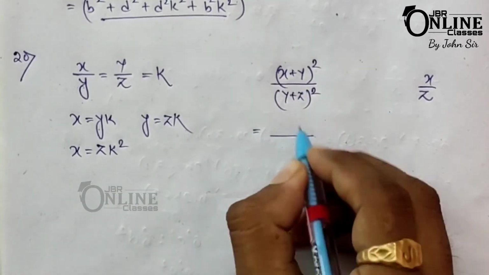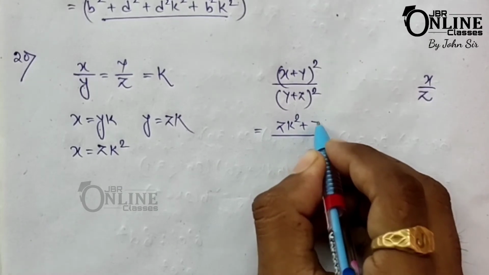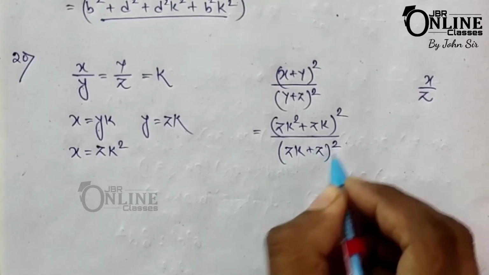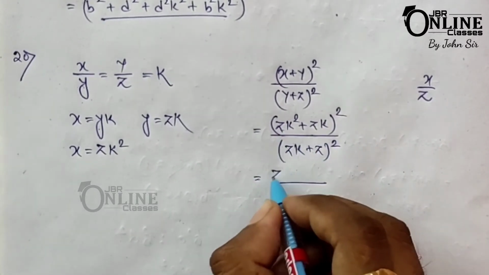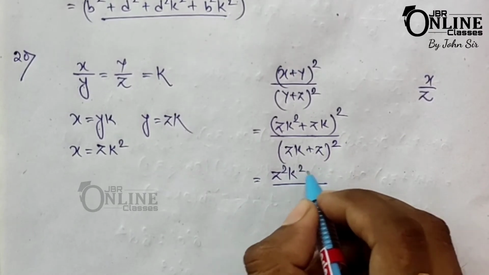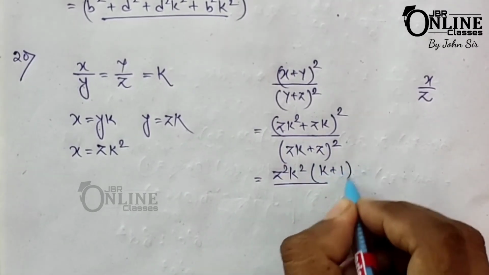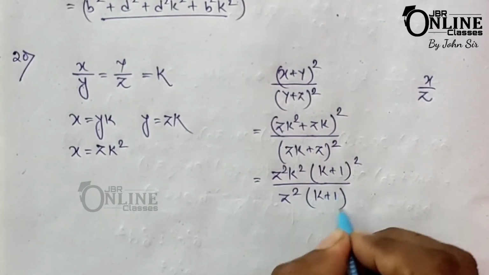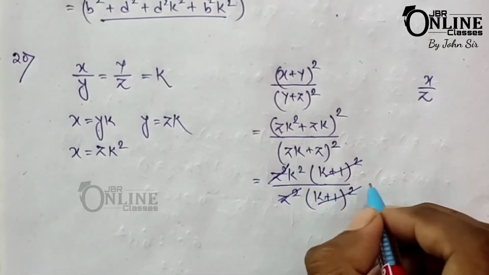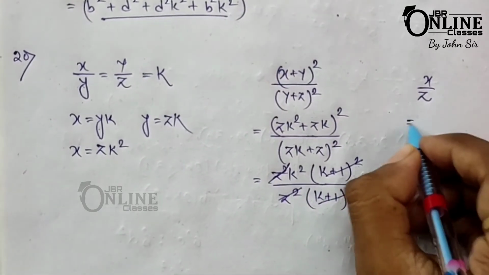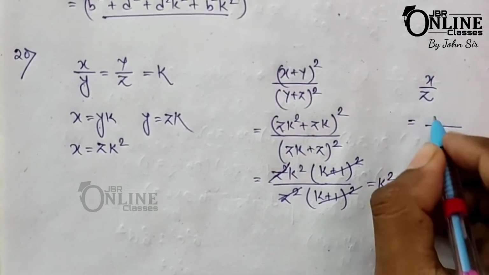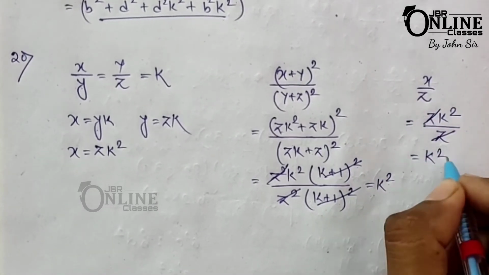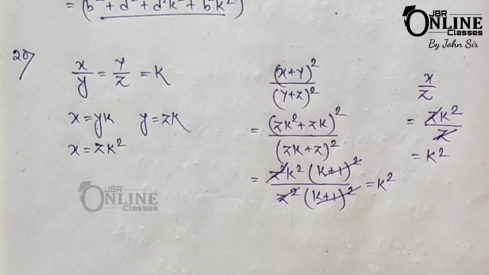Now put the values in the left hand side. x means zk square and y means zk, so (zk square plus zk) whole square, and here (zk plus z) whole square. So if zk is common, it becomes z square k square (k plus 1) whole square. If z is common, so outside z square, and here (k plus 1) whole square, so it cancels out, and finally you will get only k square. Now in the right hand side, x by z, so x means zk square and z means only z, so z cancels out, and it will also be k square. So that means left hand side equals right hand side.